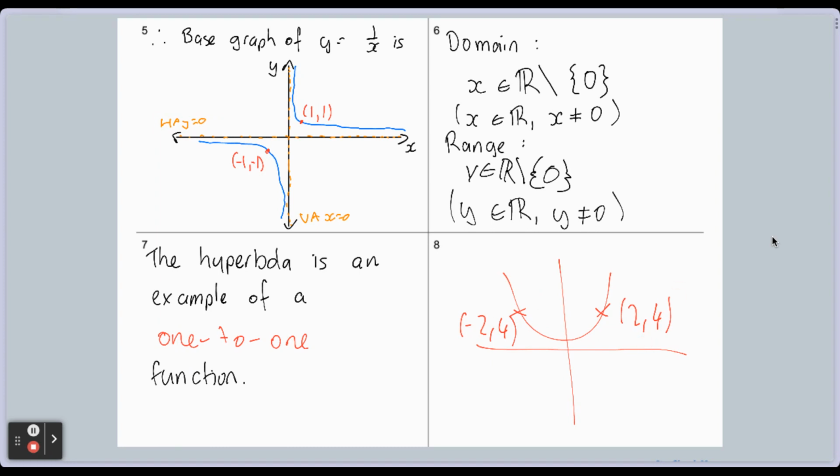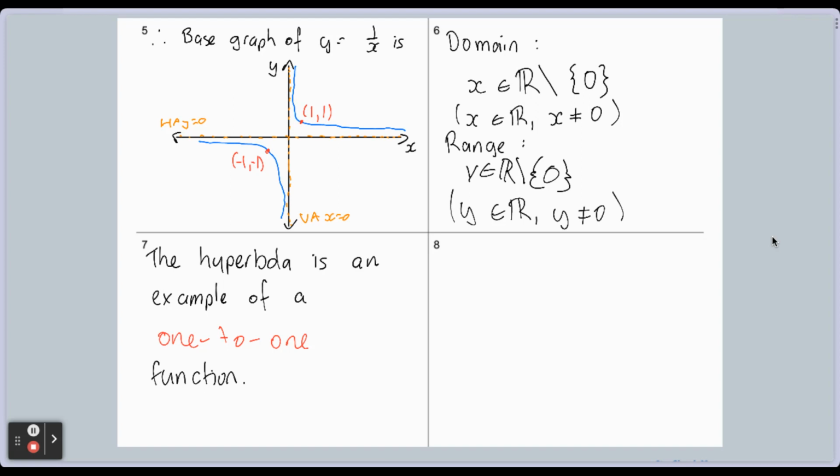And from now on, I'm going to start describing functions as one-to-one or one-to-many as well. So a parabola or a quadratic is one-to-many. A cubic might be one-to-one if it's an inflection kind of cubic. Otherwise, it will be one-to-many. And a hyperbolic function or a hyperbola is also a one-to-one function.